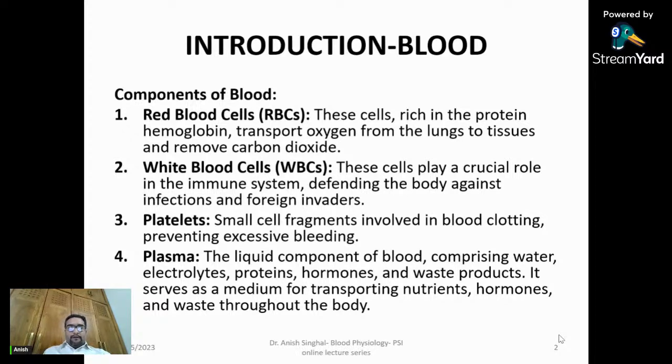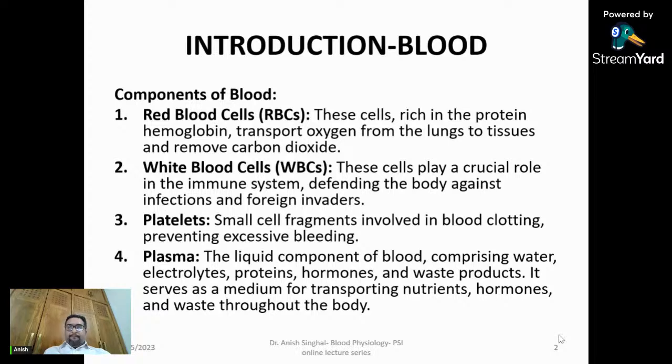So you create a partition or an obstruction so that flow or leakage is not there. So platelets are like bricks, and the clotting factors in the blood are like cement. They help the platelets to stay in place. Fine. And finally, we have the plasma.